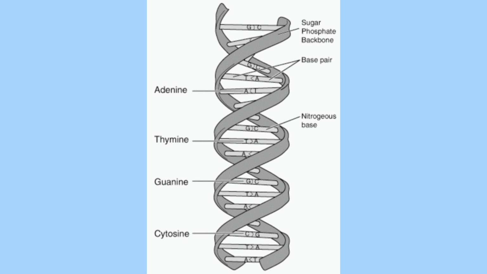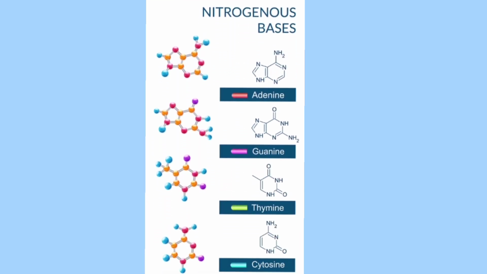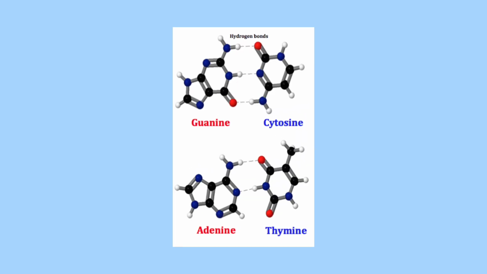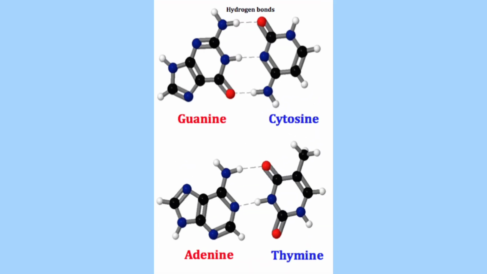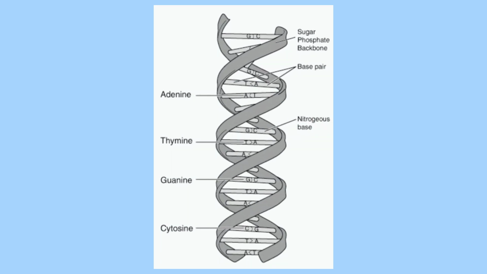DNA has a double helix structure and is made of smaller units called nucleotides. Each nucleotide contains one of four nitrogenous bases: adenine, thymine, cytosine, and guanine. These bases pair specifically. Adenine pairs with thymine and cytosine pairs with guanine. The sequence of these bases forms the instructions that cells use to build proteins.